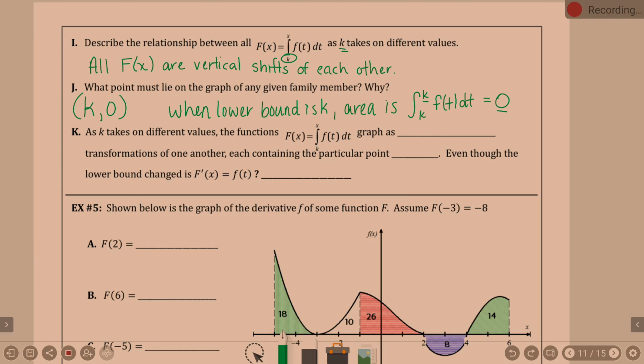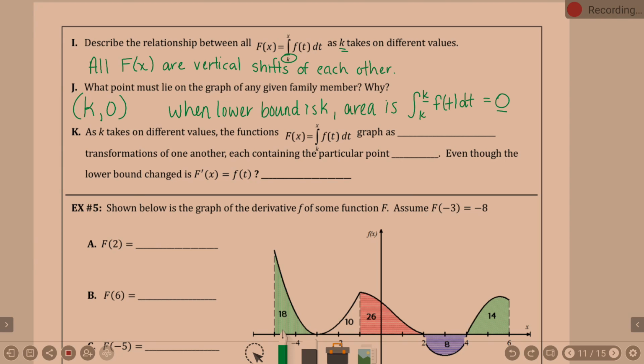And then part k, not to be confused with the variable k. As k takes on different values, the function f of x equals the integral from k to x of f of t dt, the function's graph, as what transformations of one another, each containing the particular point blank. This is based on what we've just said in our last couple of answers.